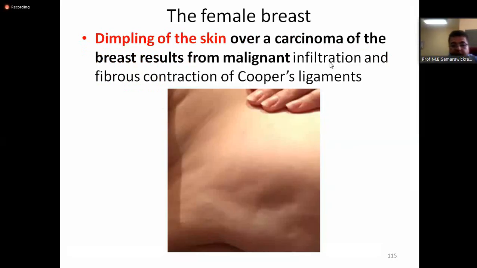Dimpling of the skin is a sign of carcinoma. Over a carcinoma of the breast, it results from malignancy. That is due to infiltration of Cooper's ligament and contraction. Here you can see the dimpling in this area.